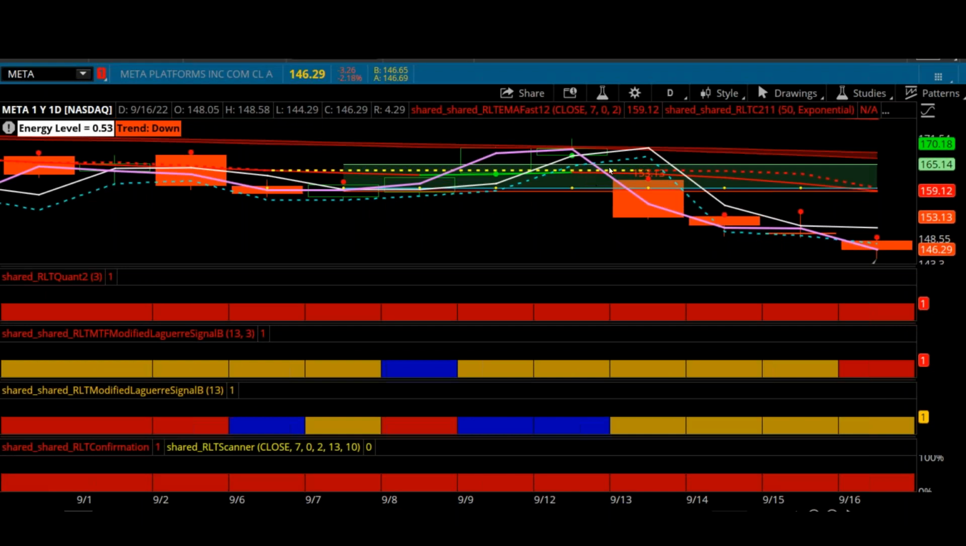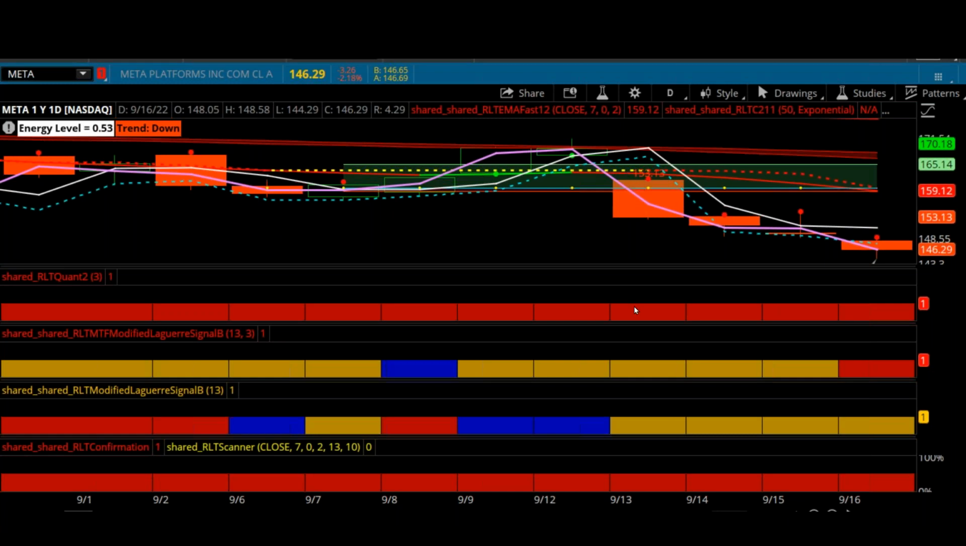This is Meta on a daily chart. We took this just as an overnight as it broke out of this shaded area. This is something else the compass system produces. It's called a dynamic compression zone. It's a zone that's calculated by the compass system to show you a zone that the stock is in, where you want to see a break above or a break below.